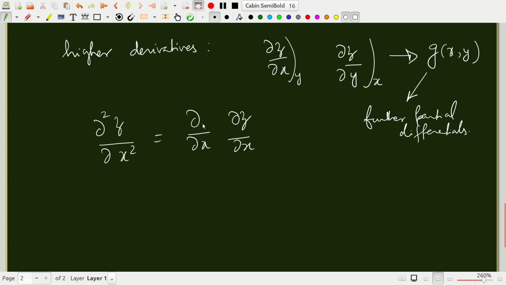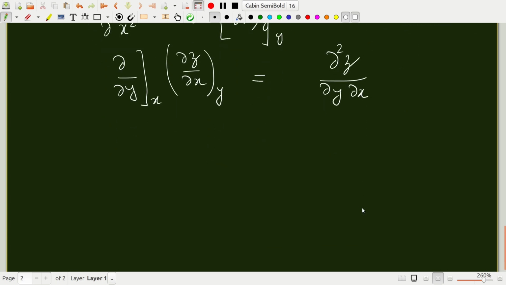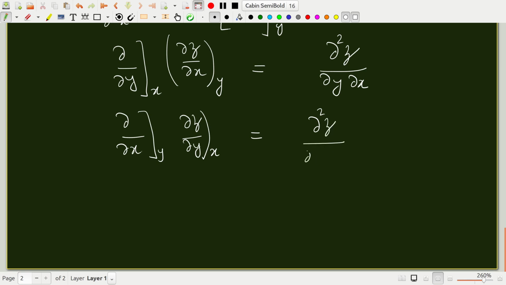So here when I take partial with respect to x, I am obviously keeping y constant in both these cases. Now I can also consider partial by partial y keeping x constant of partial z by partial x keeping y constant. That is called a mixed partial derivative, partial squared z by partial y partial x. Similarly, one can also take partial by partial x at constant y of partial z by partial y, which itself was obtained by keeping x constant, that is partial squared z by partial x partial y.